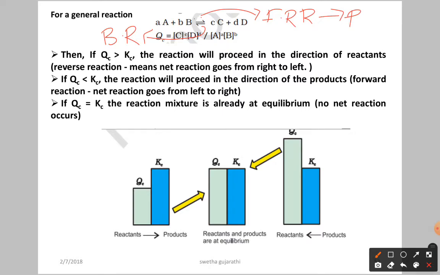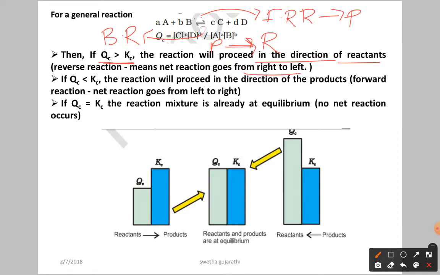Backward reaction means the product is converted into reactant. Now first, if Qc is greater than Kc, then the reaction proceeds in the direction of reactants. That means the backward reaction is proceeding, the product is converted into reactant. So the net reaction goes from right to left.